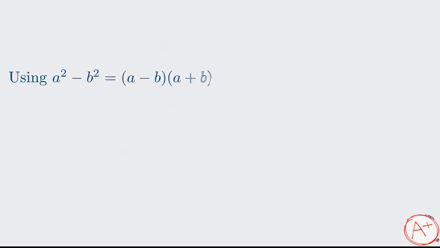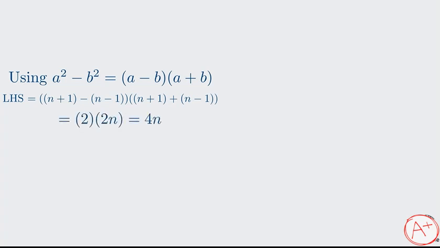Alternatively, you could recognize this as a difference of two squares, in the form a squared minus b squared. Substituting n plus 1 for a and n minus 1 for b, the left-hand side simplifies to 2 multiplied by 2n, which is 4n. Both methods are mathematically sound, but the second is often faster in a timed exam. We conclude with LHS equals RHS, therefore the identity is proven.